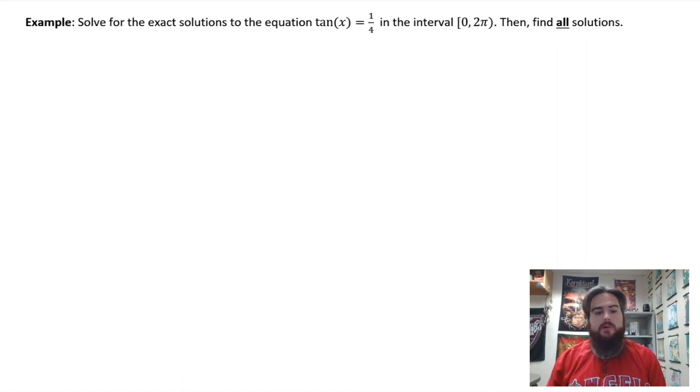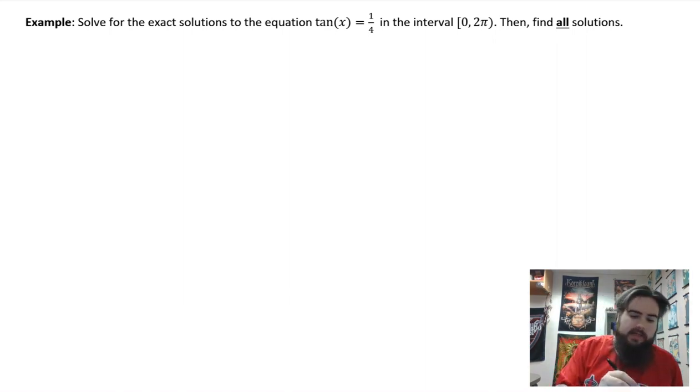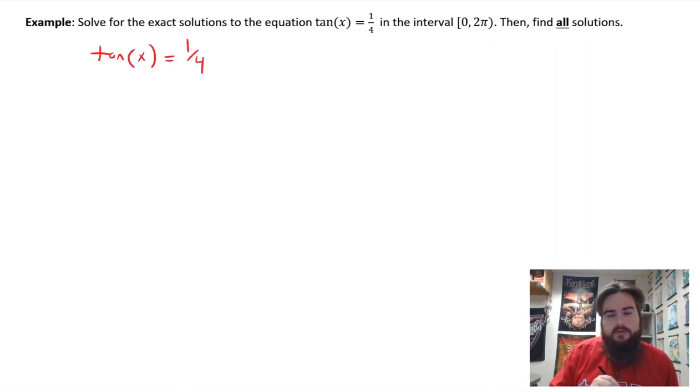In this example, we will solve for all exact solutions to the equation tangent of x is equal to 1/4 in the interval 0 to 2 pi. Then we will find all solutions. So if I want to evaluate this to get x by itself, and I have tangent of x, that means I should take that expression, tangent of x, which equals 1/4, and I should apply the inverse tangent function to both sides.